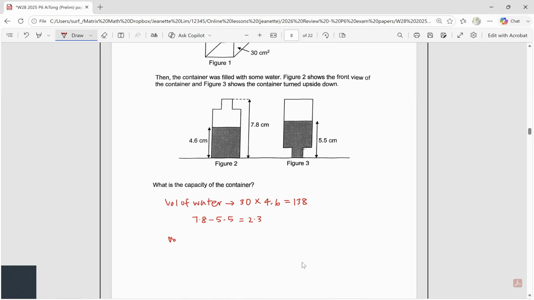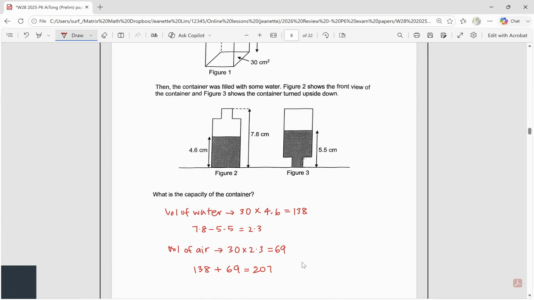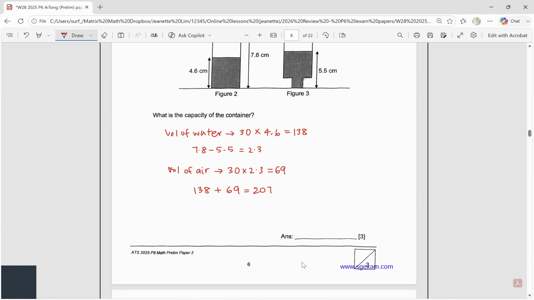Then volume of air, base area times height, which is 69. Now, capacity of container, you just add them up. So water plus air equals to 207. So answer 207 cubic cm.